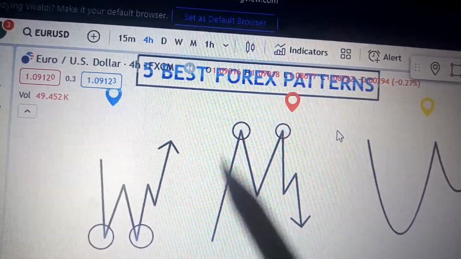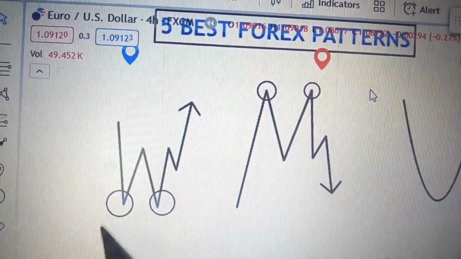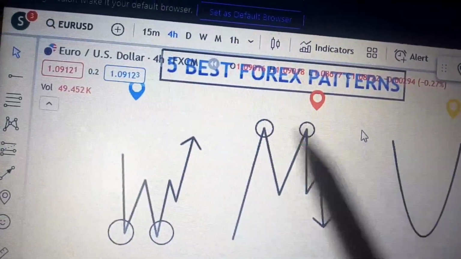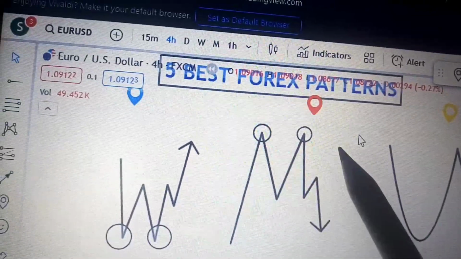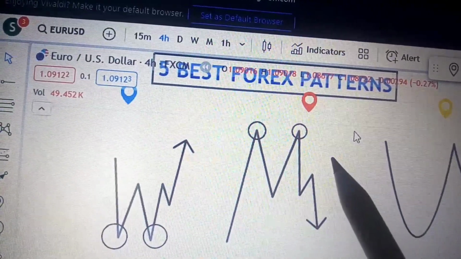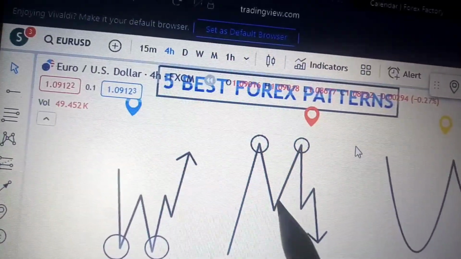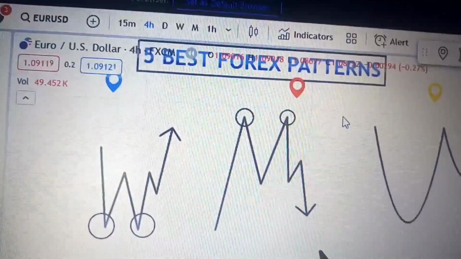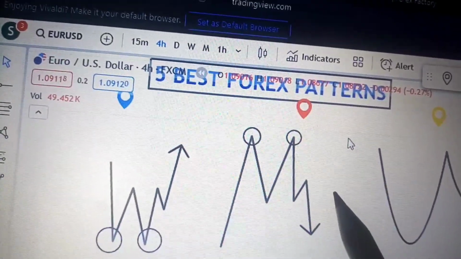Now the second pattern is called the double top. It is the opposite of the double bottom. You see, first top, second top. This is around this area. This is where we have the half, like I've shown you in the double bottom. So this is the half, and here we have the neckline. So if it breaks, then it will complete the double top. If it fails to break, then I'll show you the next pattern.